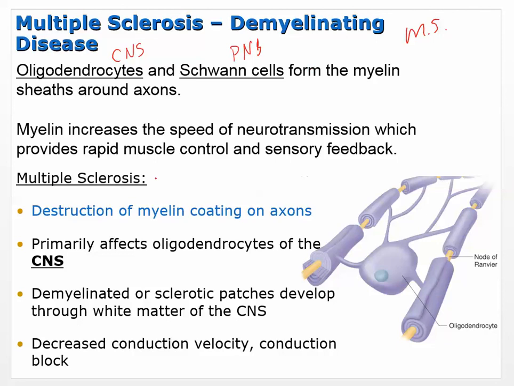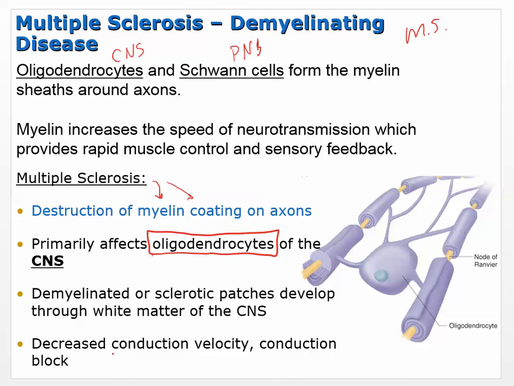Multiple sclerosis obviously is a disease that causes the destruction of myelin. So this myelin coating goes away in the brain primarily, the central nervous system, because it primarily affects the oligodendrocytes, and the oligodendrocytes place the myelin in the CNS. So demyelinated or sclerotic, which means hardening, patches develop throughout the white matter of the central nervous system.